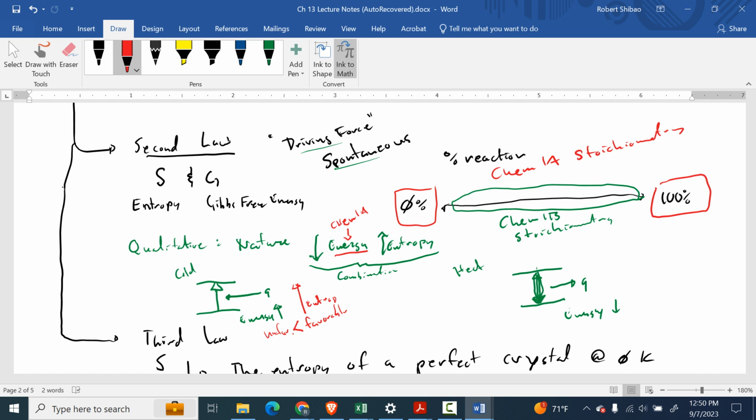Okay, so we can quantitate it. We can quantitate it in terms of delta H or delta U. Delta H if we're in the constant pressure universe, delta U if we're in the constant volume universe. This is going to be Chem 1B. Now we want to quantitate the entropy, and then we want to figure out how these balance each other out. This combination of energy and entropy is the Gibbs free energy.